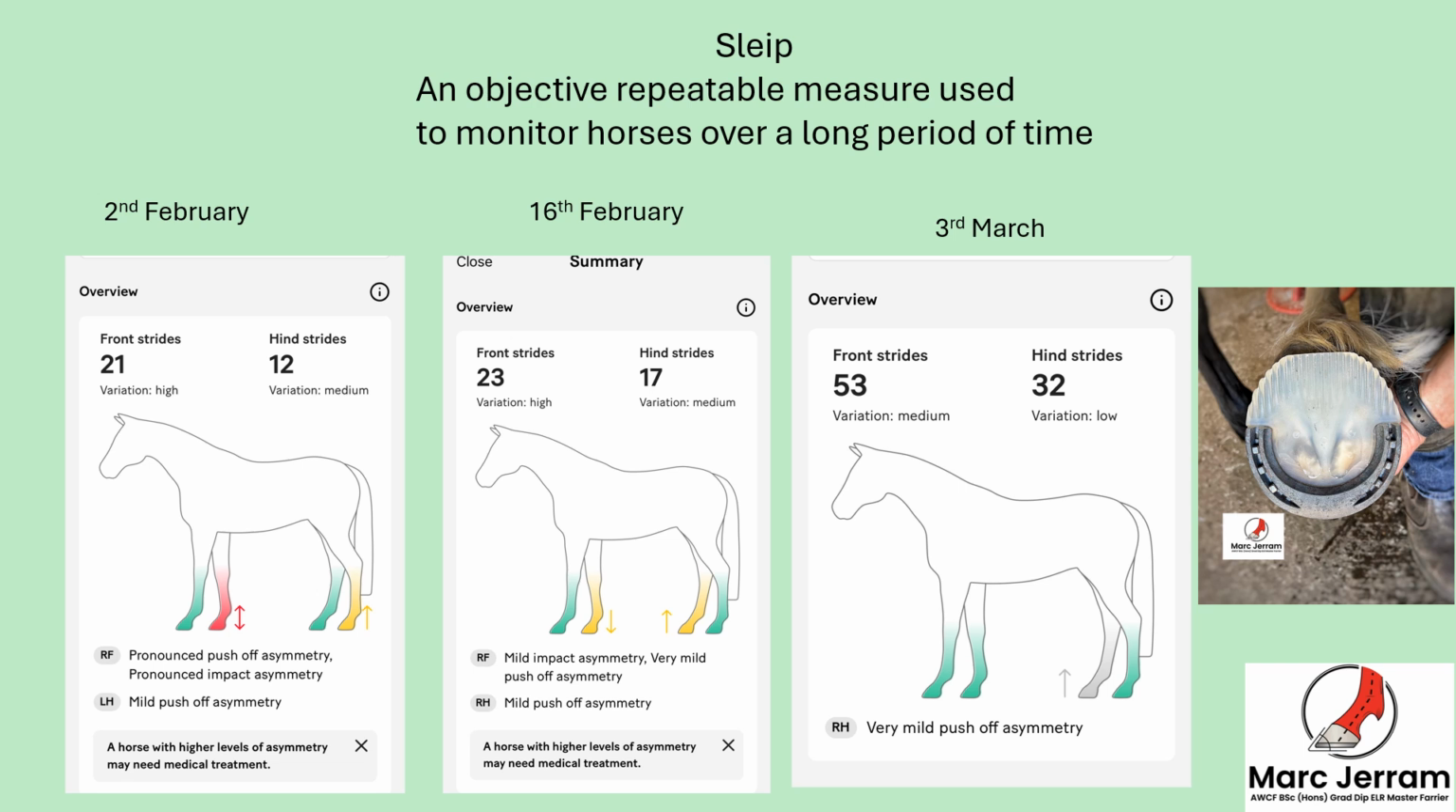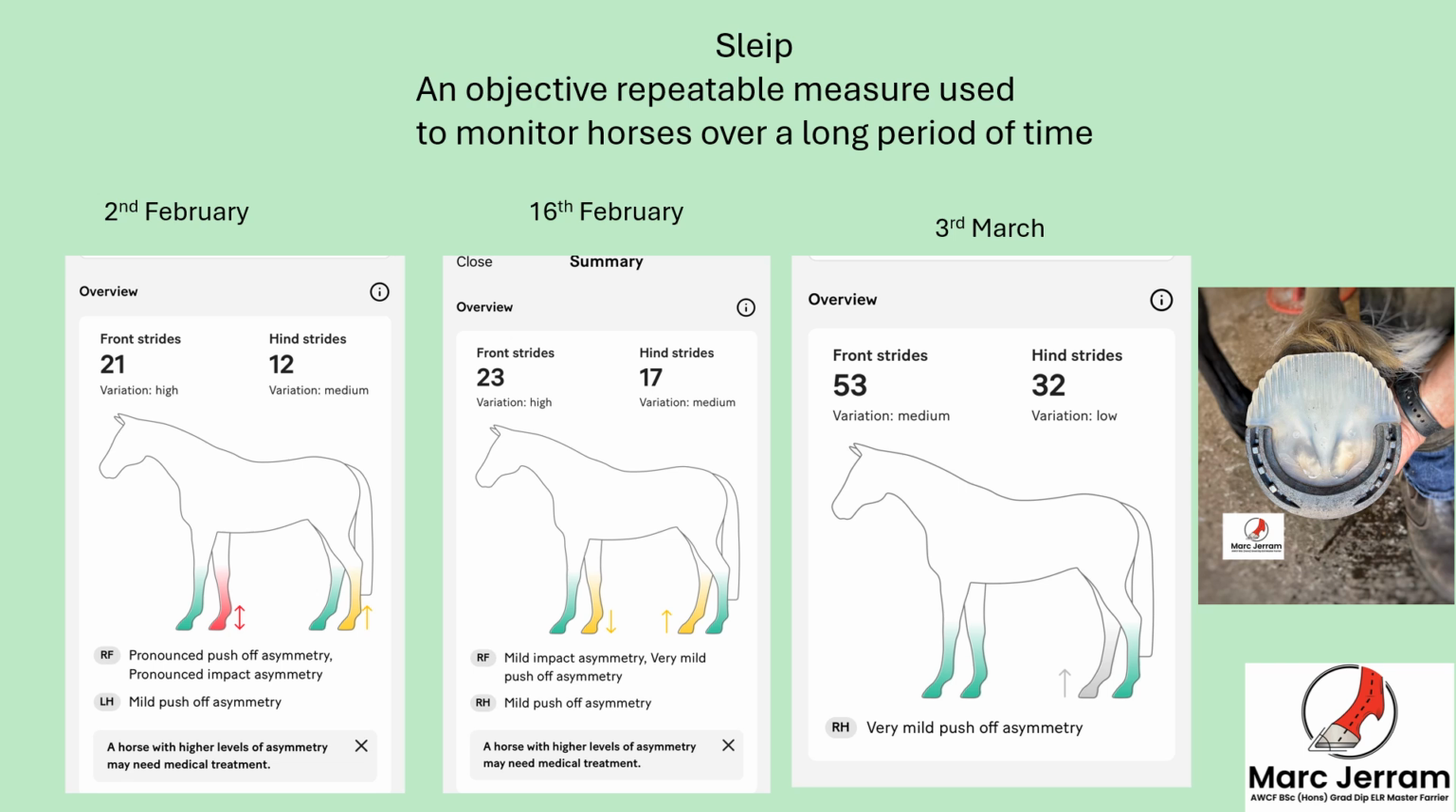This of course was sent to the horse's vet, just so they can see where we're progressing to, in case we do need to go down to further diagnostics. But then a further 2 weeks later, we repeated it again with an increased number of strides, just because we're much more confident that the horse is improving.